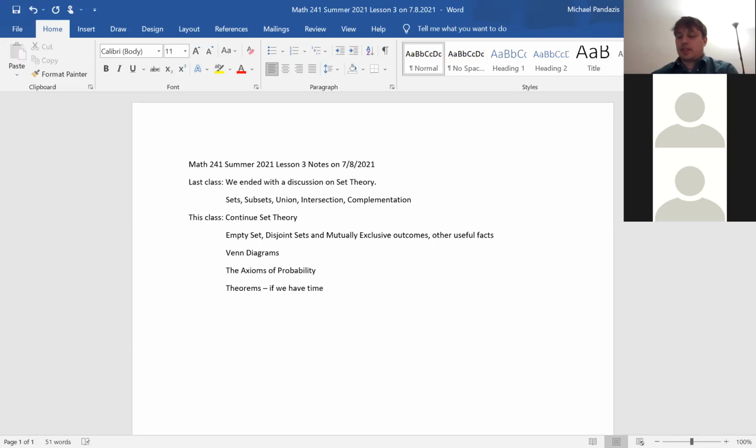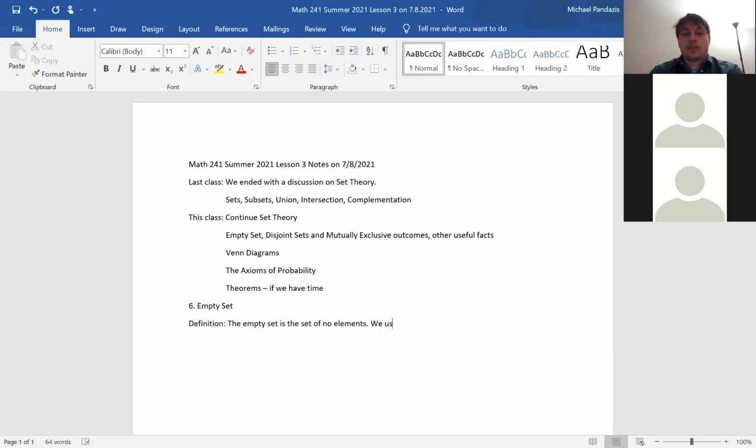All right, so let's get started. After complementation, the 6th thing to talk about is what's called the empty set. Here's a definition of the empty set. You can all hear me, right? Okay, good. And you can all see the screen with Word. The definition is: the empty set is the set of no elements.